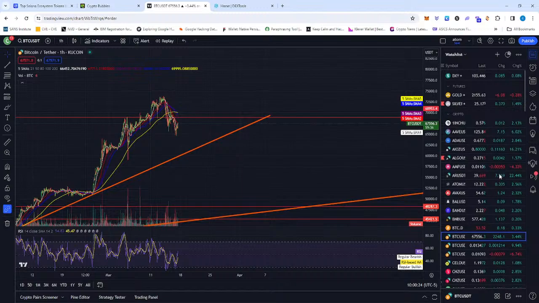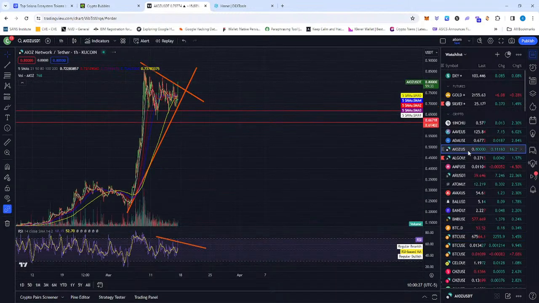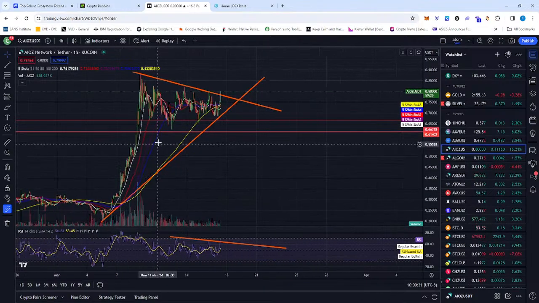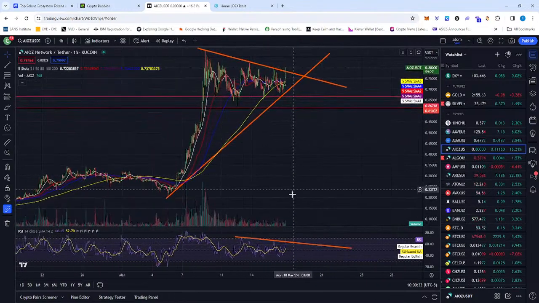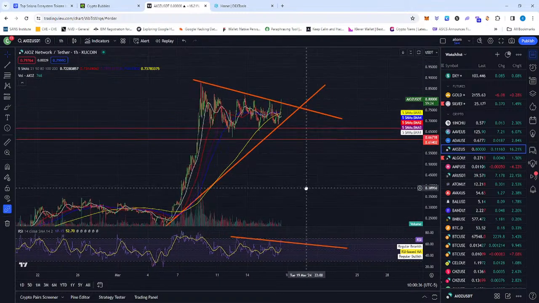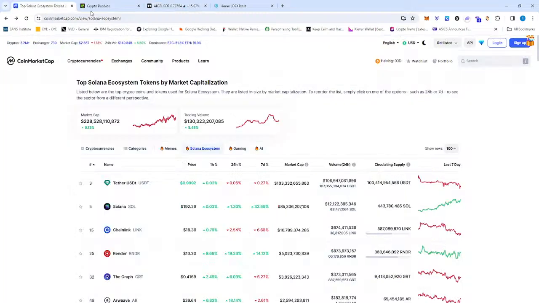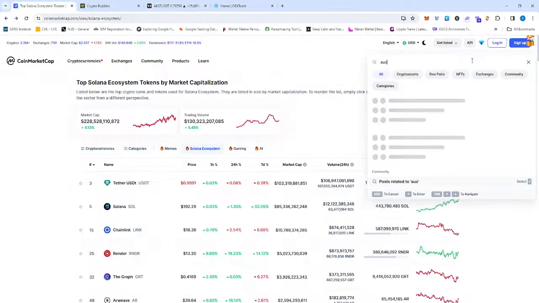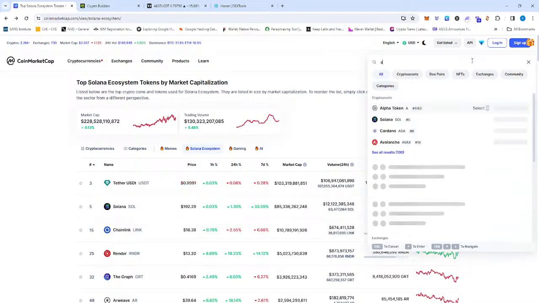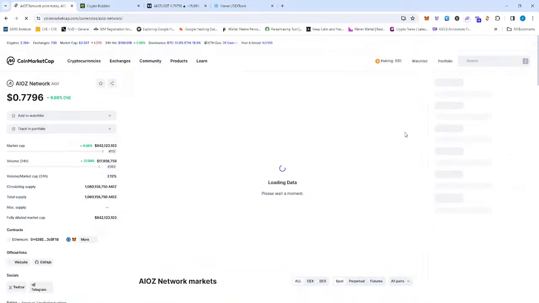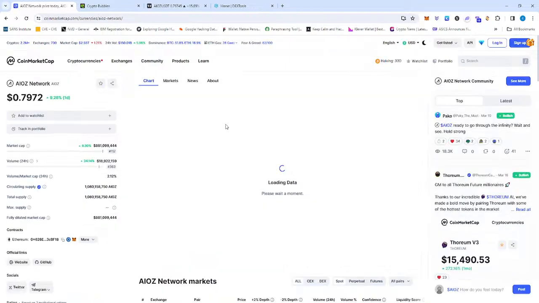Now, one of my long-term plays running right now is AOZ. As you can see right here, it is bull flagging. You had a bunch of volume that came in and it ran up. The reason why I am big on AOZ is it is a streaming service in Asia. It's like the YouTube of Asia.